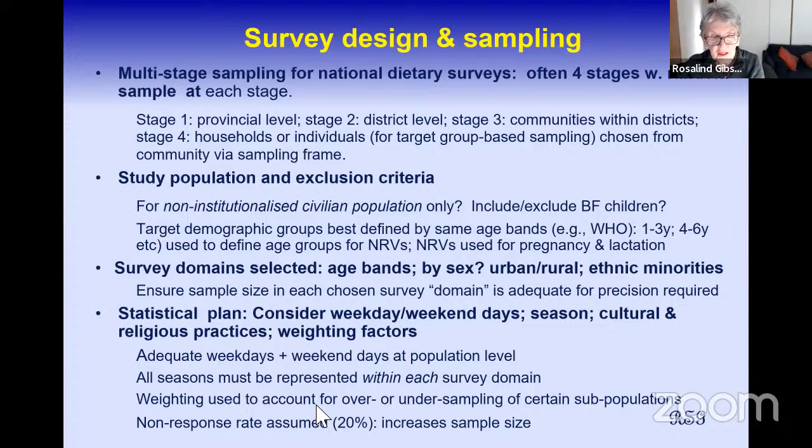The weighting is used to account for over or under sampling of certain populations. For instance, in New Zealand, we oversampled for Maori because we were concerned about getting high precision for the nutrient intakes of that particular ethnic group. We also have to recognize that we will have some non-response, particularly in large-scale national surveys. And intake.org suggests that the non-response rate should be assumed in a national dietary survey to be 20%. And this means that the sample size must be increased accordingly.